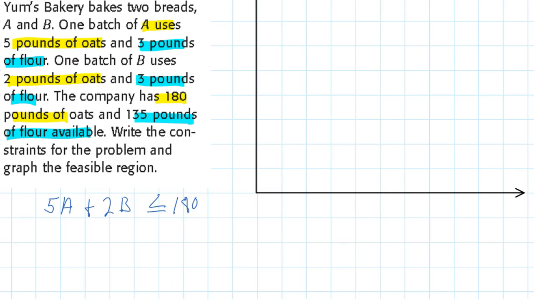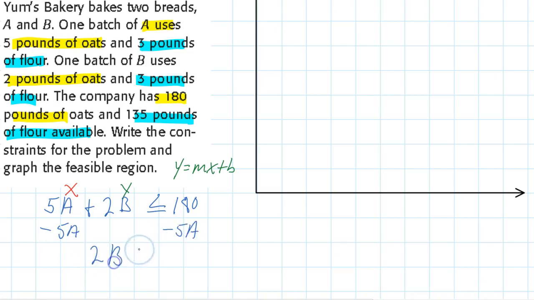So less than or equal to the 180. Now, it's up to you to determine which is X and Y when we graph these. Personally, I'm going to use the A as my X and I'm going to use the B as my Y. Well, if I need to graph this, I need it in slope-intercept form. That means y equals mx plus b. So I need to solve for the y. In order to do that, I need to move the 5a to the other side.